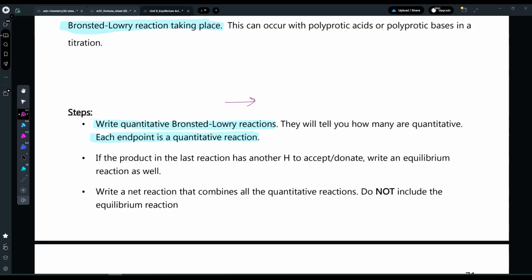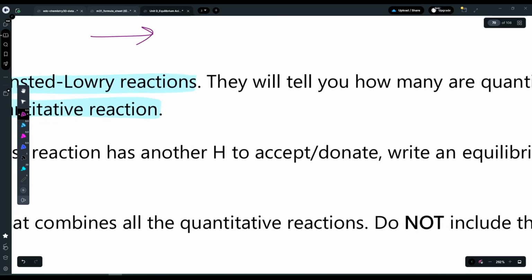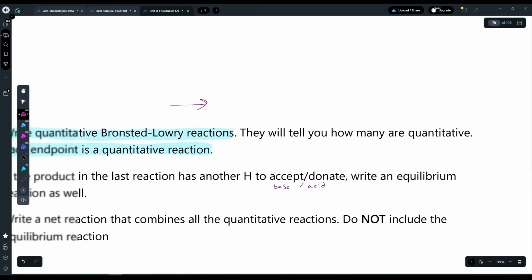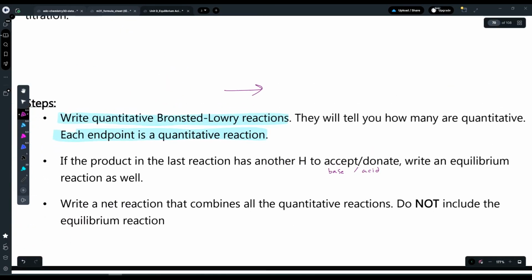Now, if the product in the last reaction has a hydrogen either to accept or donate, so whether it accepts or donates just depends on if it's a base or an acid, because remember, bases accept hydrogens or they accept protons, and acids donate protons. So if the product in the last reaction has another hydrogen to accept or donate, then you need to write an equilibrium reaction as well.